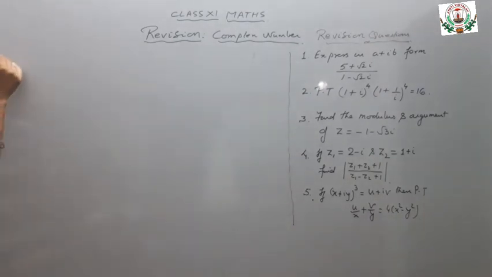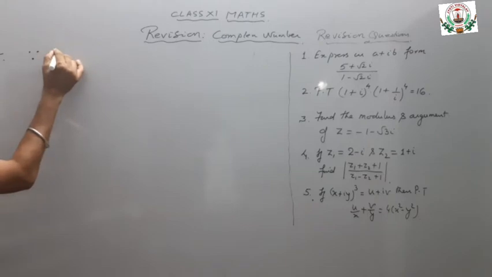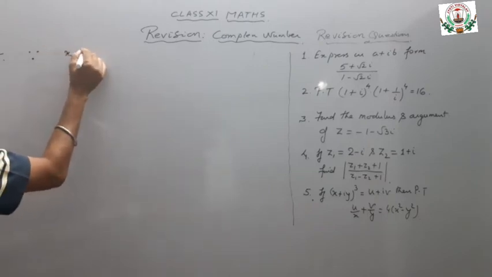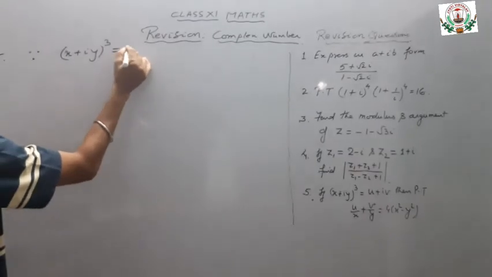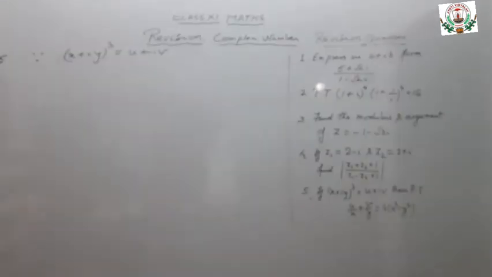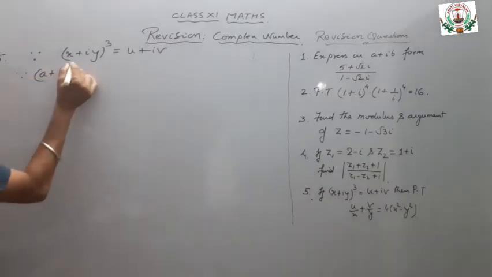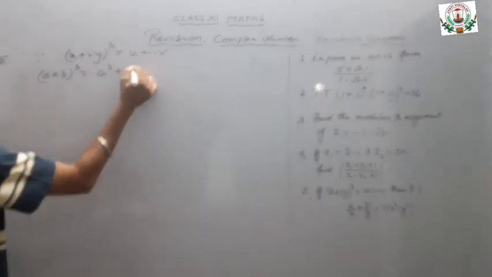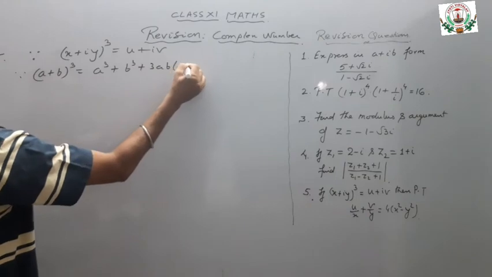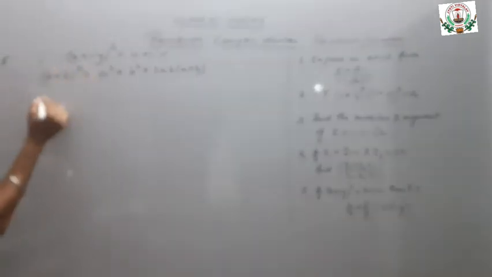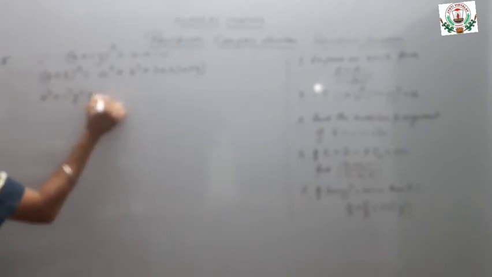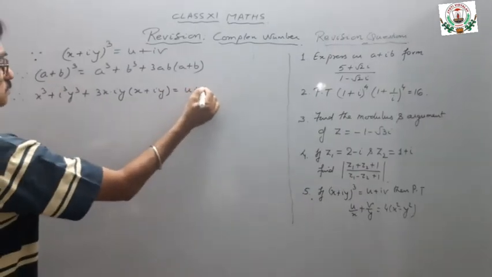Question number 5. It is given that x plus iy the whole cube is equal to u plus iv. As we know, a plus b the whole cube, let me write the formula here, is equal to a cube plus b cube plus 3ab into a plus b. That's why this LHS can be written as x cube plus i cube y cube plus 3 into x into iy into x plus iy, equals u plus iv.